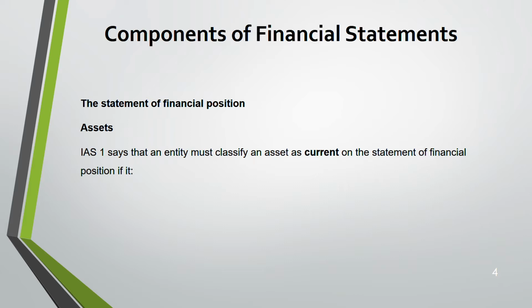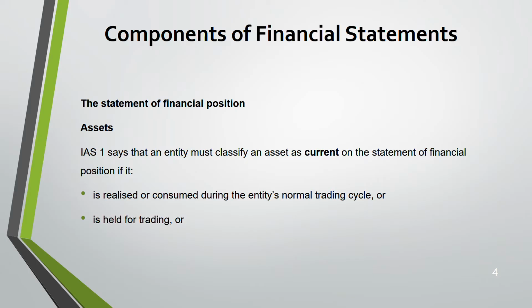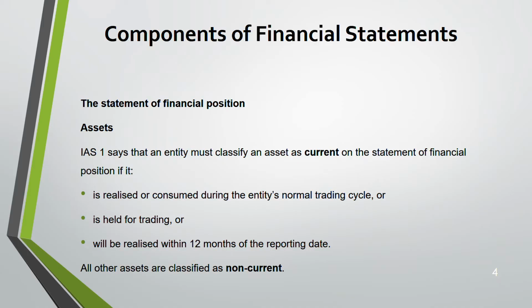A current asset is something that is realized or consumed during the normal trading cycle, or it is held for trading. You need to be able to sell it in the short term, or you are realizing it within 12 months of the reporting date. Anything that you are holding and going to sell within 12 months is a current asset. Examples: your debtors, your stocks, they are current assets. Anything which is held more than 12 months, which is not held for trading, which is not consumed during the normal trading cycle, is a non-current asset, like your fixtures, plant and machinery, land and buildings.